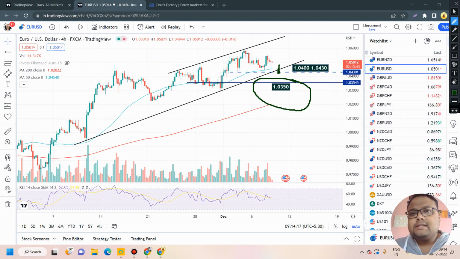The only resistance is around 1.0600, because this was the previous high made by the market. As the market is trading in an upward channel here, obviously the trend line at the top will be the next resistance as well. So this is the structure right now.